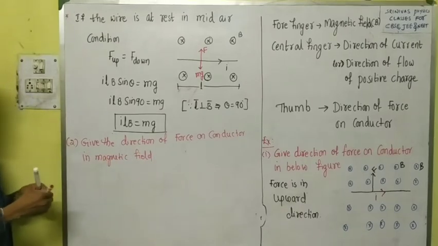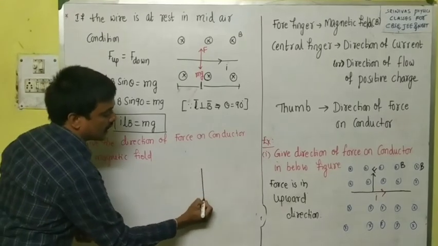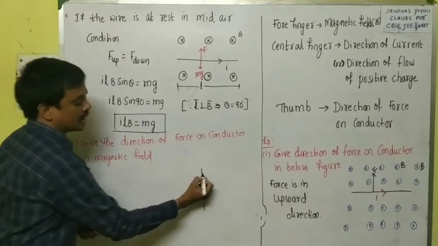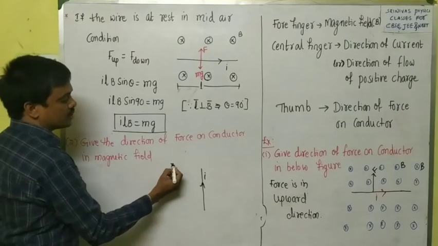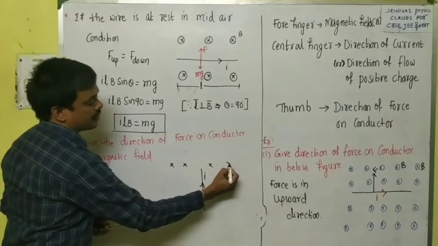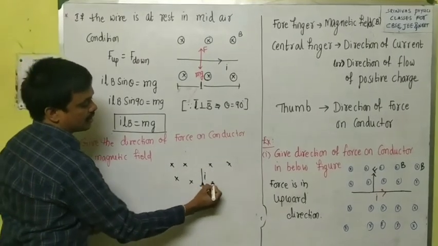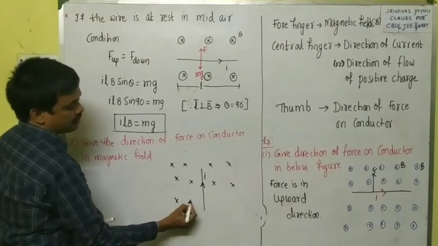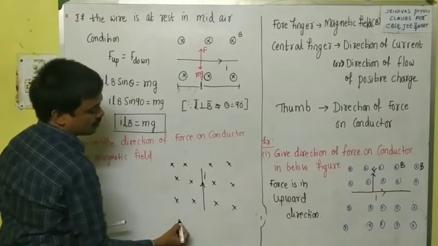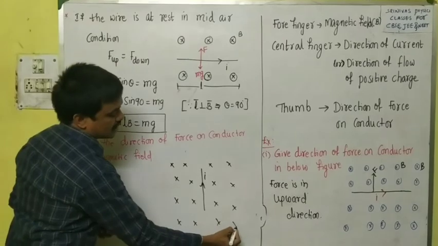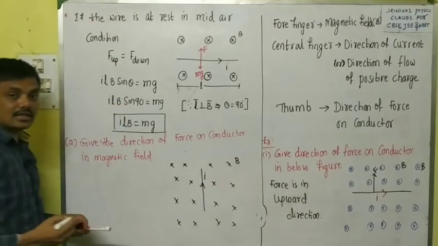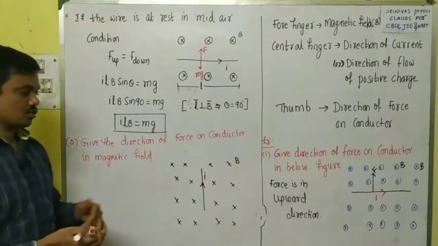Now the diagram is that this is a current carrying wire. The current flows in upward direction. And now this is placed in the magnetic field. This is the magnetic field. It is placed in the uniform magnetic field. Then what is the direction of the force on this conductor? Right? The field is inward. The forefinger should show the field.